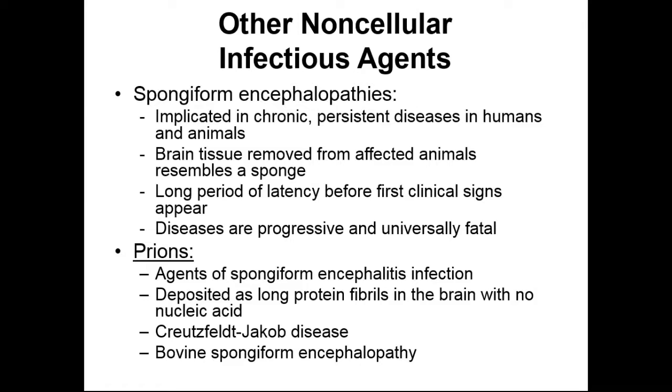One of these prion-based diseases is called spongiform encephalopathy or encephalitis. This is where the brain develops a sponge-like appearance if you look at its gross anatomy. It's implicated in very chronic or persistent diseases in human beings. The brain tissue removed from affected organisms will, as I just mentioned, resemble a sponge.